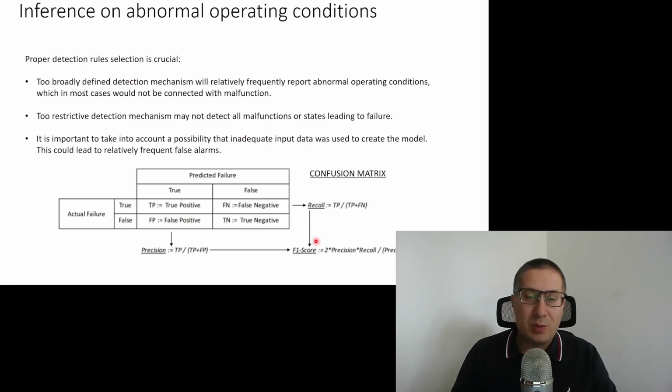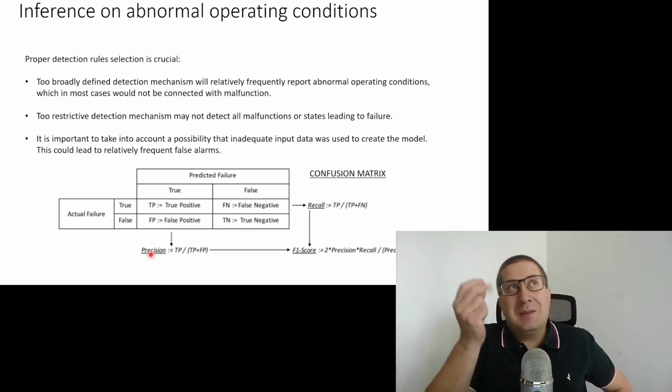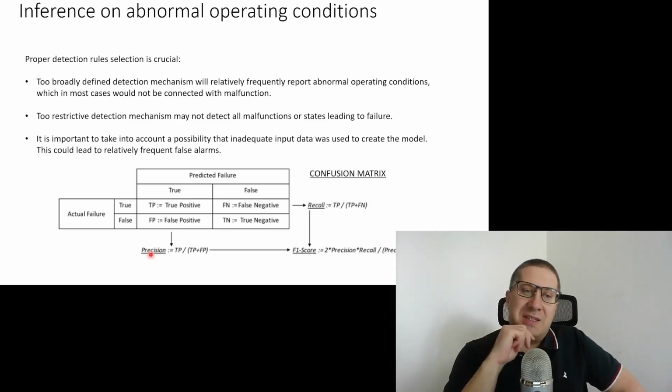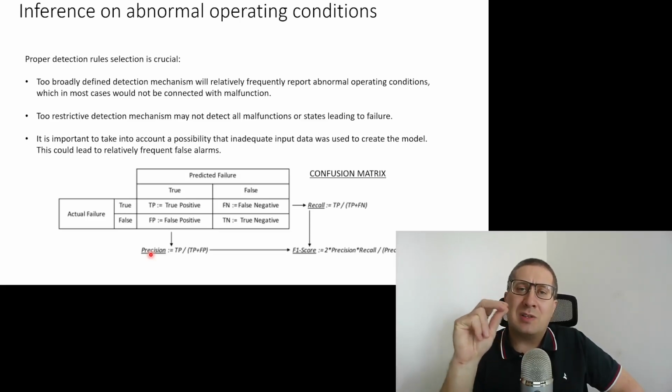So based on this, we can calculate F1 score or recall and precision. Those measures help us to assess our algorithm. Because we can take the extreme case and we can say that our algorithm looks like this.